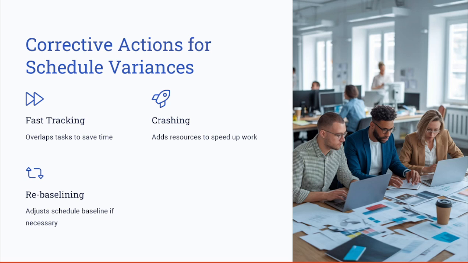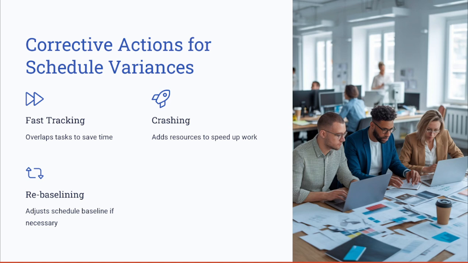When we were talking about these corrective actions that you as a project manager can implement to correct the schedule variances and fix any schedule delays, the common corrective actions, as we've discussed as key techniques, include fast tracking. Fast tracking overlaps tasks to save time. So you can conduct two tasks in parallel if they have no dependency.